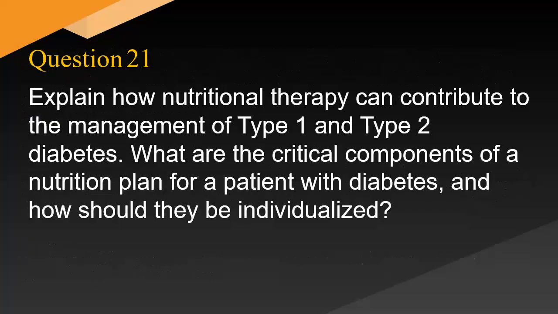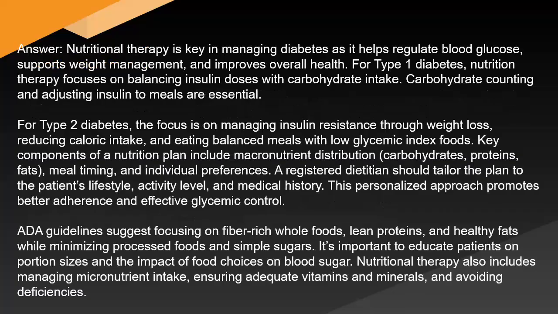Explain how nutritional therapy can contribute to the management of type 1 and type 2 diabetes. What are the critical components of a nutrition plan for a patient with diabetes, and how should they be individualized? Answer: nutritional therapy is key in managing diabetes as it helps regulate blood glucose, supports weight management, and improves overall health. For type 1 diabetes, nutrition therapy focuses on balancing insulin doses with carbohydrate intake. Carbohydrate counting and adjusting insulin to meals are essential.